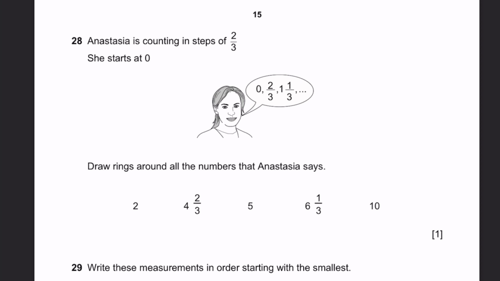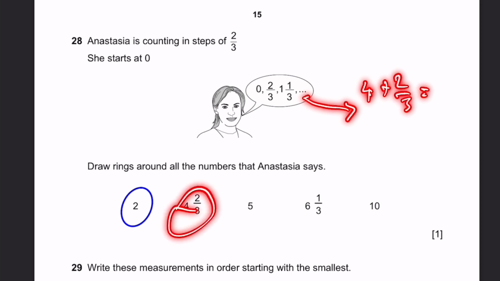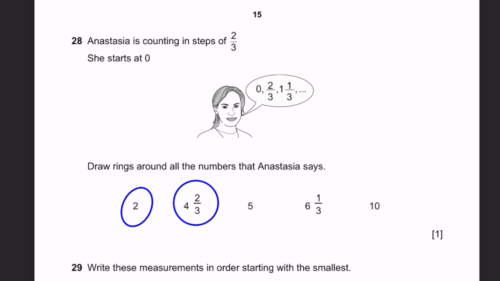Anastasia is counting in steps of 2/3. She starts at 0. Draw rings on all numbers that Anastasia says. We add 2/3 and we get 2. So that's also there. Now if 2 is there and 0 was there, that means there's a difference of 2 between every 3 of these. So that means the next one after the next 3 is going to be 4. And add 2/3 to that, we get 4 2 by 3. So she says this as well.